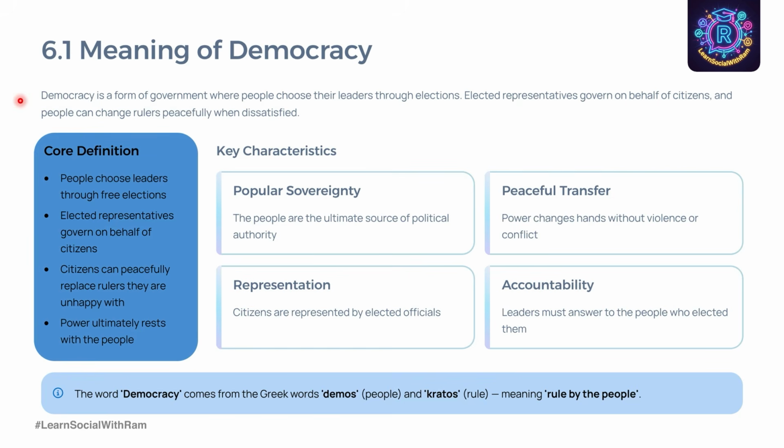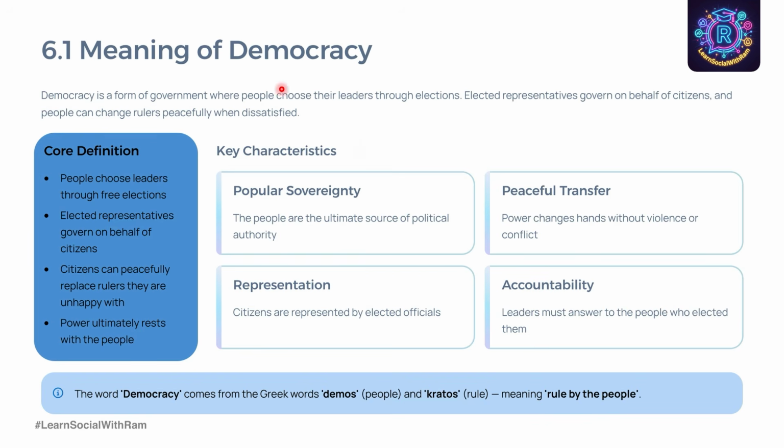Now let us try to understand the meaning of democracy. Democracy is a form of government where people choose their leaders through the process of election. The very key characteristics of democracy is, the people are the ultimate source of political authority, that is popular sovereignty. The next characteristic is peaceful transfer, meaning power changes hands without violence or conflict. The third key characteristic is representation. Citizens are represented by elected officials. And the fourth key characteristic is accountability, wherein the leaders must answer to the people who elected them.